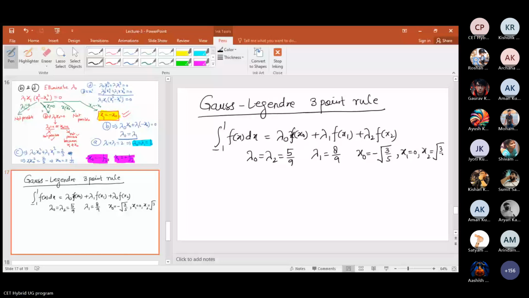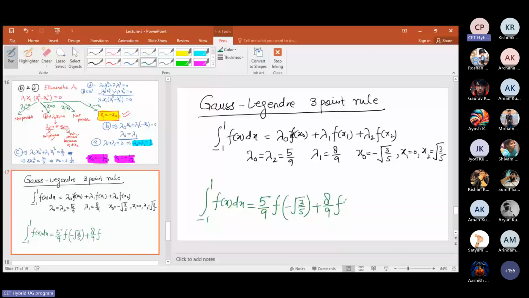And therefore ये जो मेथड है ये क्या हो जाएगा, integral from -1 to 1 f(x) dx. ये method after substitution of all these values. So this is the final method which you will get: 5 by 9 f of minus root 3 by 5 plus 8 by 9 f of 0 plus 5 by 9 f of root 3 by 5. So this will be the method which you will get.